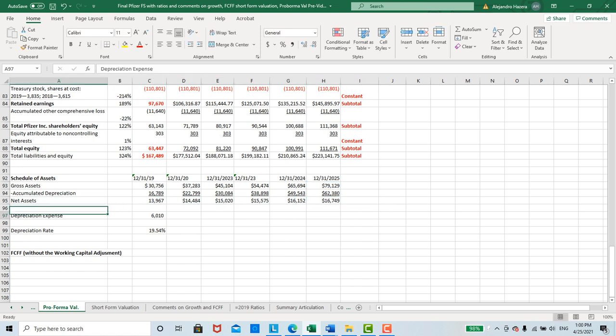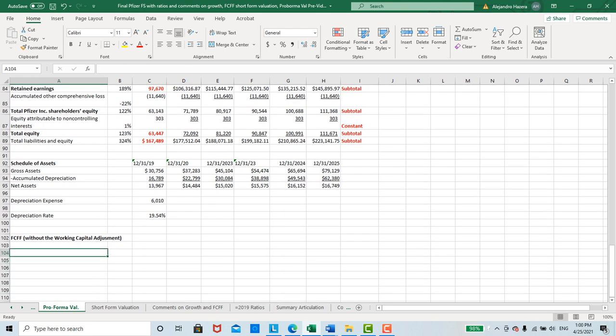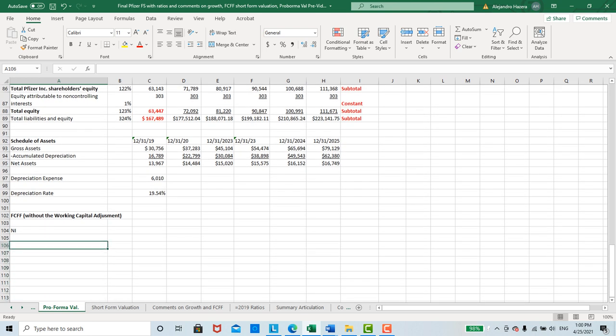Now we're going to go down and calculate free cash flow. We're going to do it without making the adjustments for current assets and current liabilities, netting those out like you did on the statement of cash flow. So I'm going to keep this simple. Let's use net income. We'll be slightly off there, especially since the company has so much interest expense, but we'll leave it out and keep this simple.